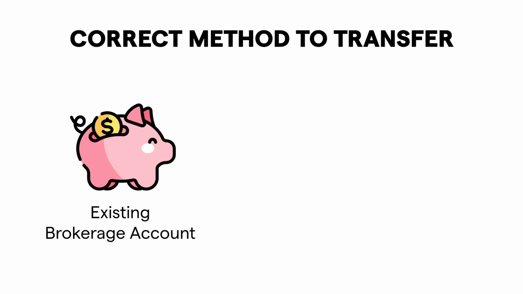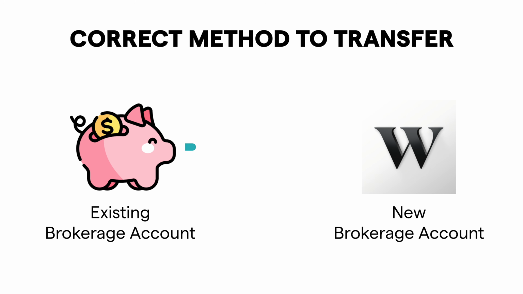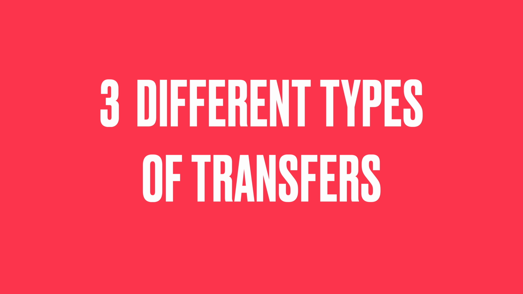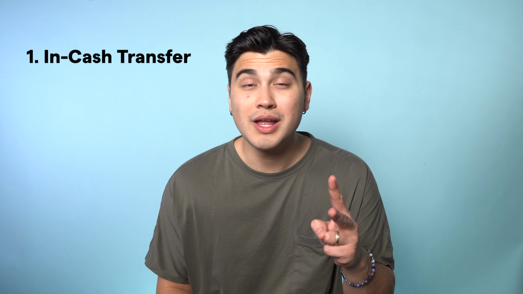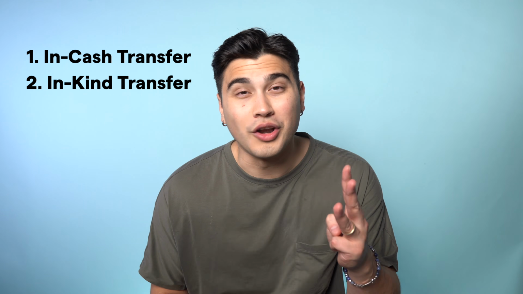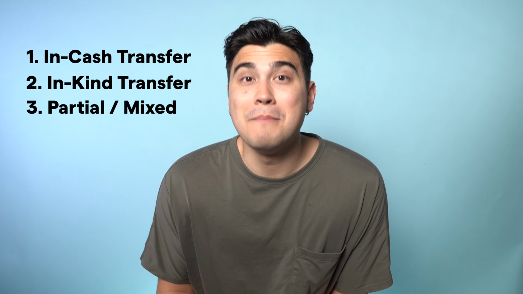Instead, what we want to do is essentially have our existing or current brokerage account. We want to open a new brokerage account and simply make a transfer or a shift, a direct shift to this new account. This would avoid any major tax complications. Now, before we dive into how exactly to do that properly, it is important to understand the three different types of transfers in general. For one, we have the in-cash transfer. Number two, the in-kind transfer, or number three, a partial/mixed transfer.